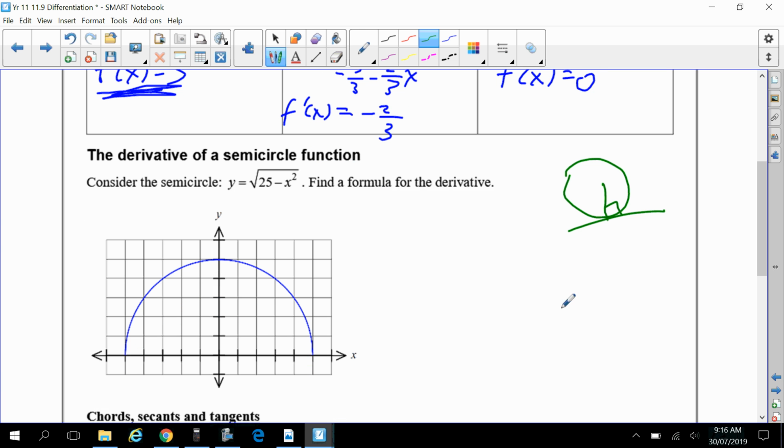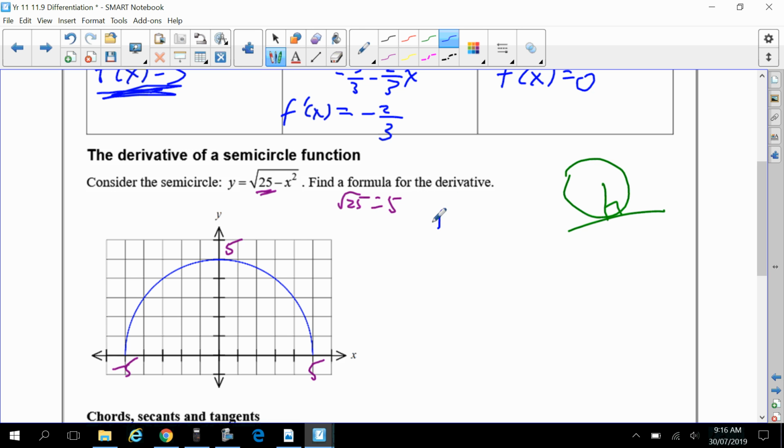How do I do that? Very easy. What's the radius of this circle? Revise. What's the radius? Anyone? 5. How do I do that? Square root of 25 is 5. Yes. Okay, cool. Find the formula for the derivative.